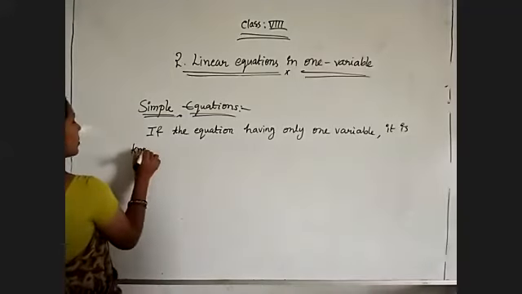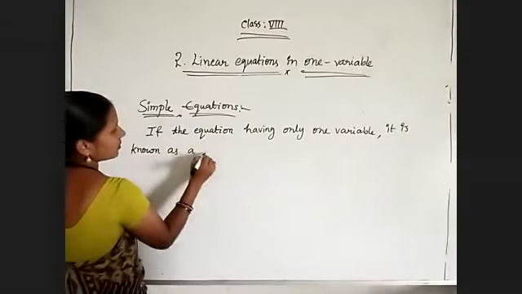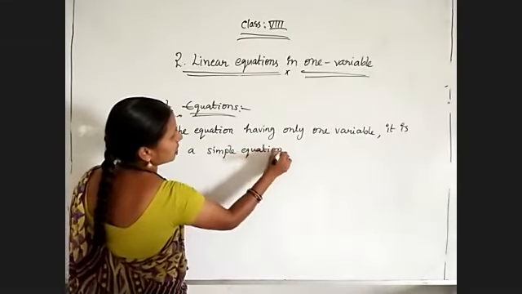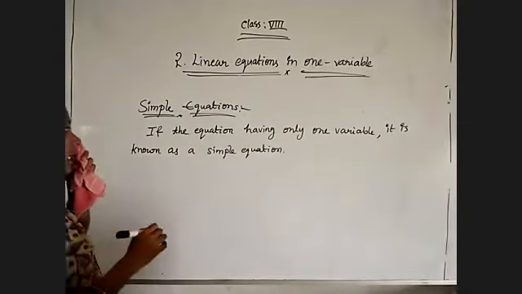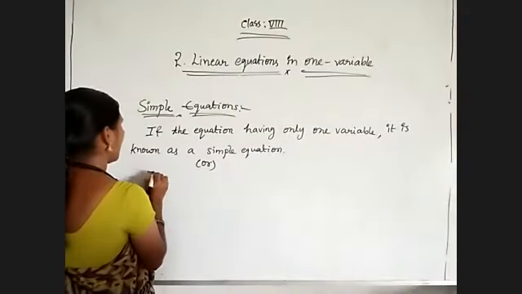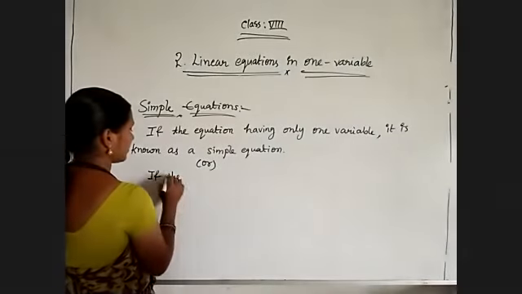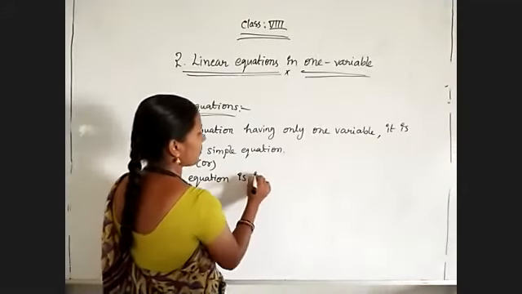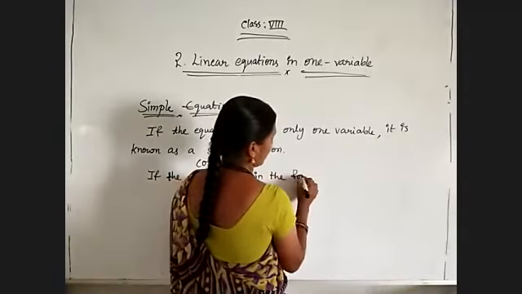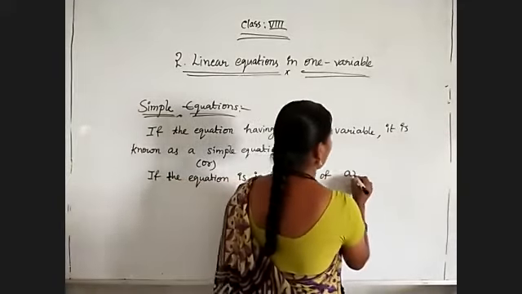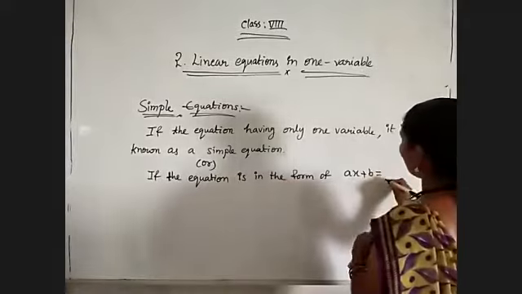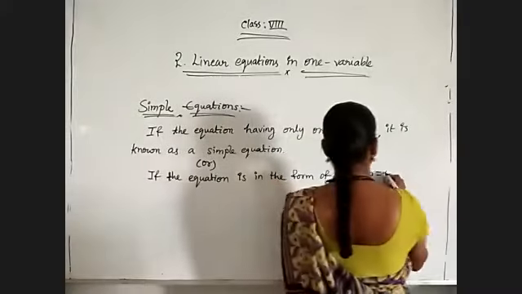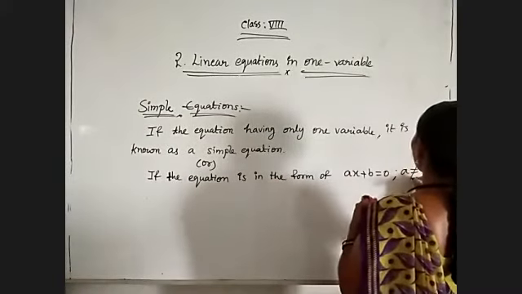It is known as a simple equation. In other words, if the equation is in the form of ax plus b is equal to 0 and a is not equal to 0.